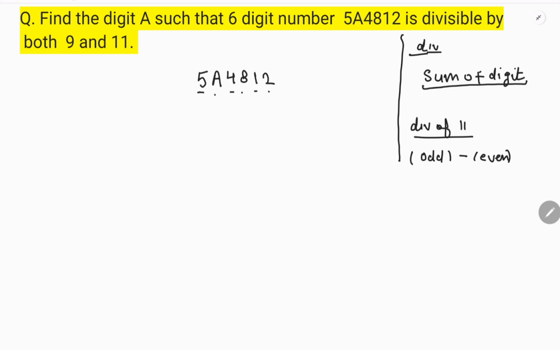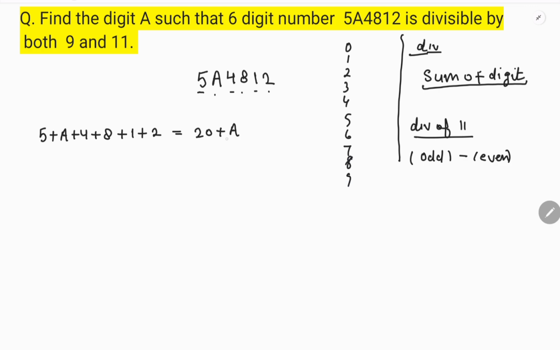Okay, so what will I do first? I will just add all the digits: 5 plus A plus 4 plus 8 plus 1 plus 2. The sum should be divisible by 9, right? Now if I add them, the sum is 20 plus A, right? A can be 0, 1, 2, 3, 4, 5, 6, 7, 8, 9. These are the only options, right?